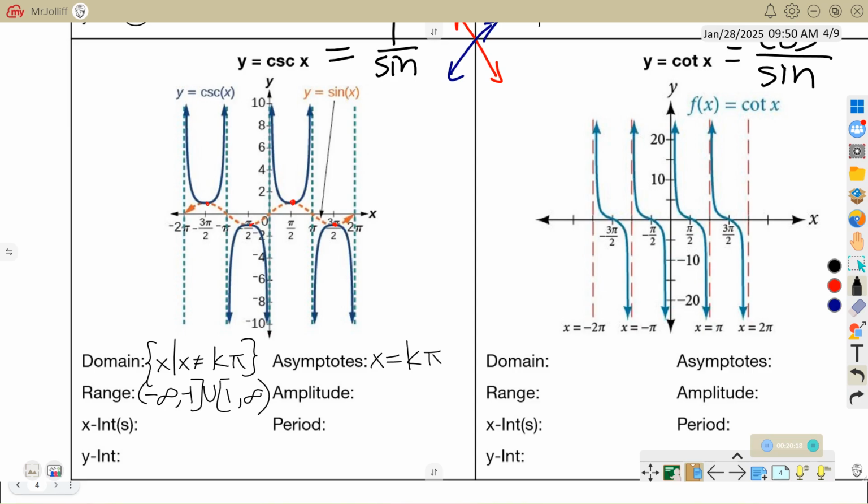All right, next one is x-intercepts. Does this guy have any? No. Just like his cousin secant, he has no x-intercepts. Does this graph have a y-intercept? You see several people shaking their head no. Yeah, the y-intercept is an asymptote, meaning he's never going to touch it. So none for that. We know amplitude is also none because these aren't wave shapes.